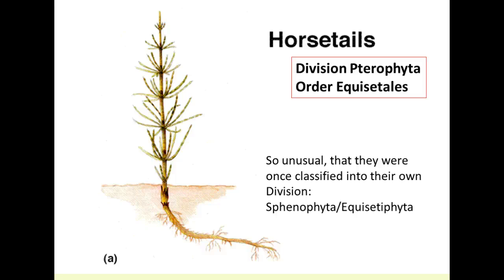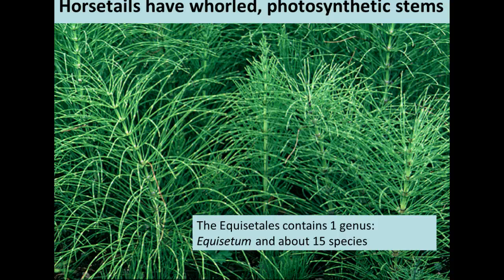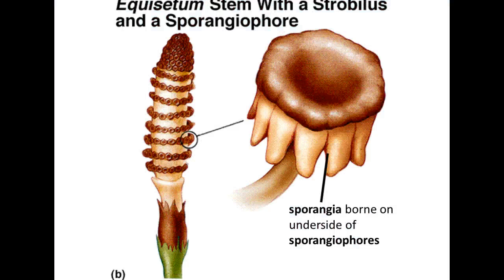They were so weird, they used to have their own division, division Sphenophyta or Equisetophyta. But people are still arguing about exactly how they're related to other things, because they are so weird. There's only one genus and only 15 species left of these guys. They have whorled photosynthetic stems. And this is their strobilus.